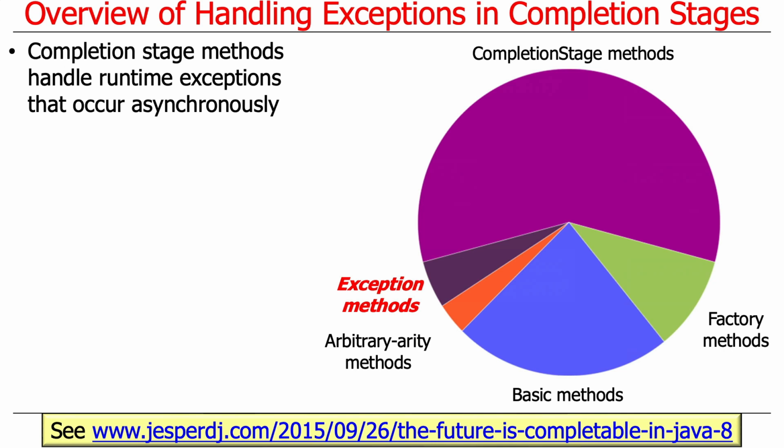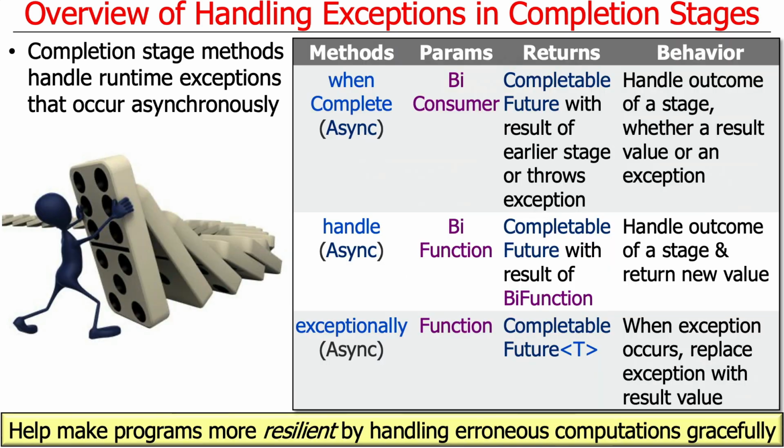As you might expect, there are some completion stage methods called exception methods that handle runtime exceptions that occur asynchronously. And there are 3 of them with async variants. And the purpose of all this, going back to our reactive programming principles from the Reactive Manifesto, is to make our programs a lot more resilient by handling erroneous computations gracefully and not letting one thing that goes awry cause the whole program to come crashing down.